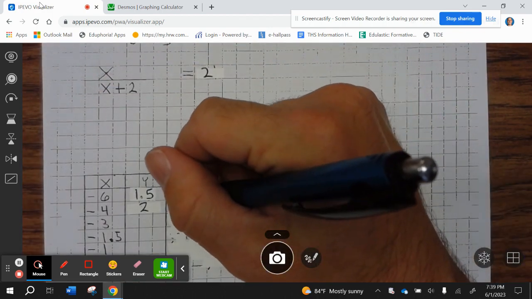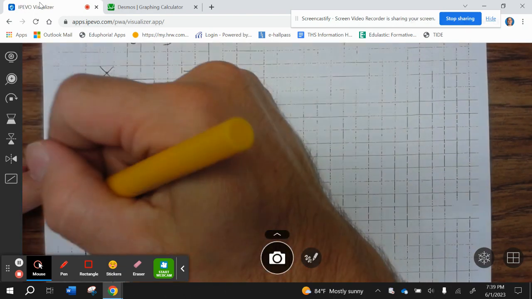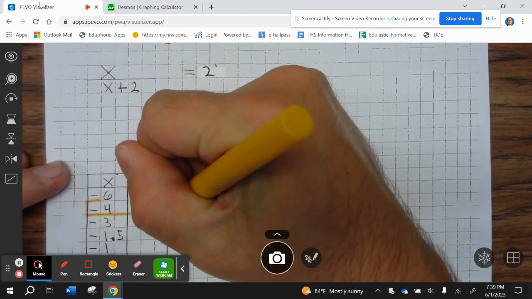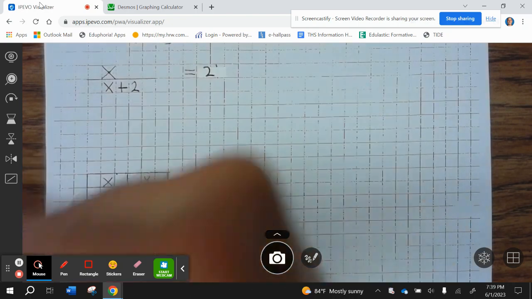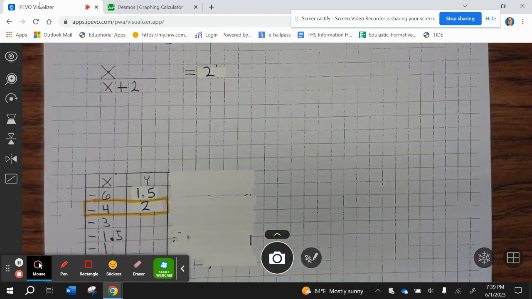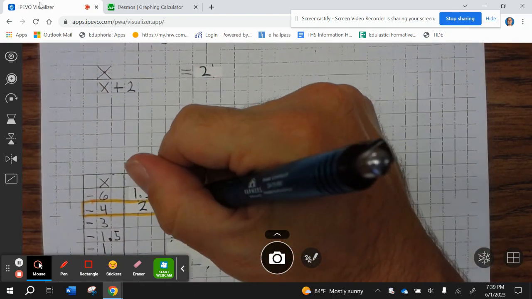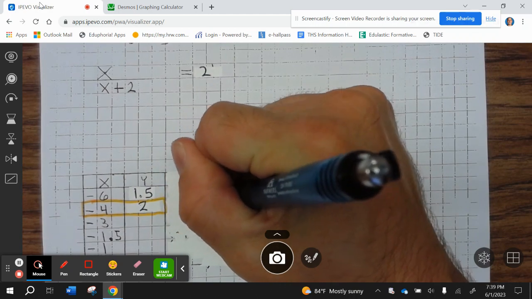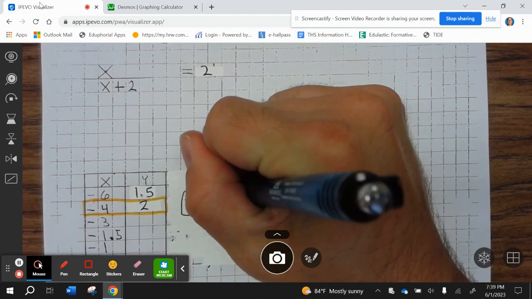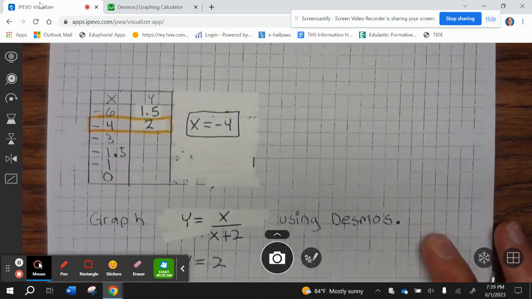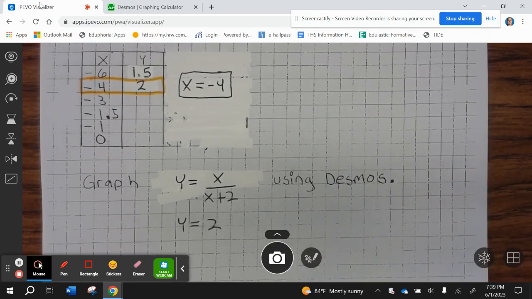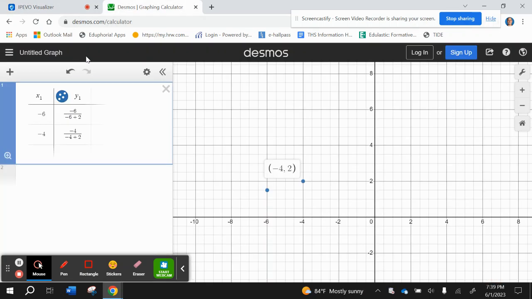That means our solution is x equals -4. Okay, now let's graph and verify that's correct. Actually, let me leave that because we're going to come back to it.